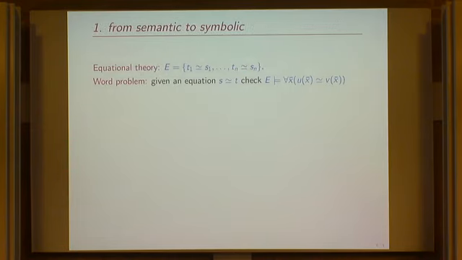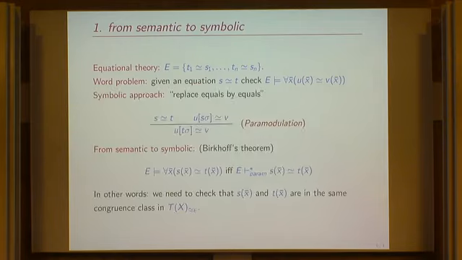So here's the problem. We have some equational theory, like group theory before, and here is a problem from algebra called the word problem: decide whether this group theory entails this equation. This is a pretty difficult problem in general, and it is undecidable in general. So the first step is to reduce this semantic problem to a symbolic, or syntactic, problem. And the symbolic reduction is based on the following rule. It's called paramodulation, and this rule actually goes back to Leibniz. It basically says: replace equals by equals.